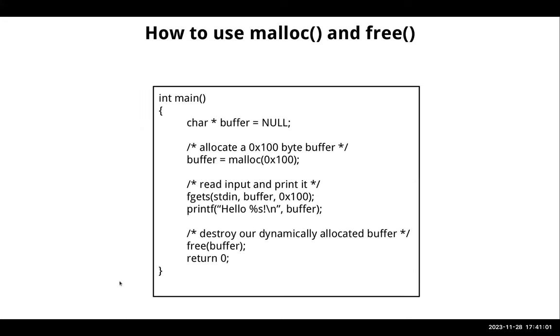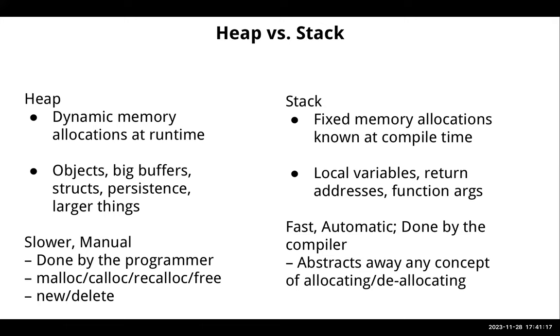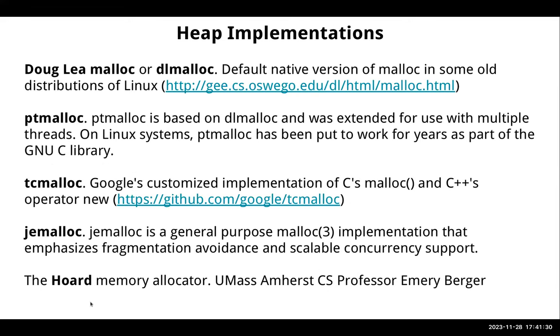But malloc is a function, right? This function is a complicated function. There are so many instructions inside this malloc function. Compared to the stack, which needs only one or two instructions, this is much, much slower. At the C level, you do malloc and free. At the C++ level, you can use new and delete for objects.